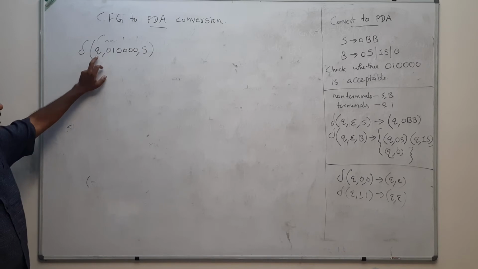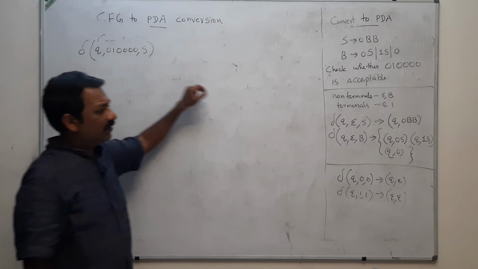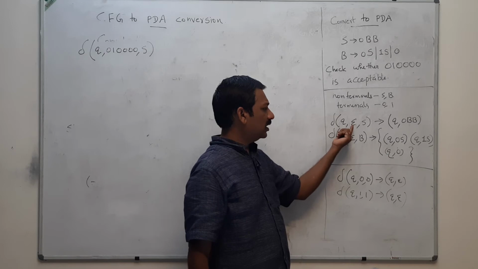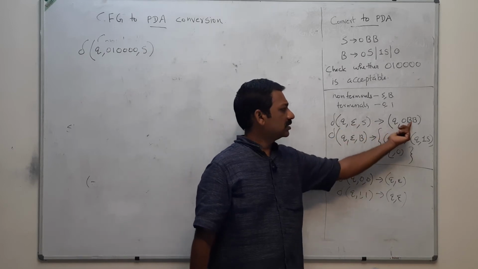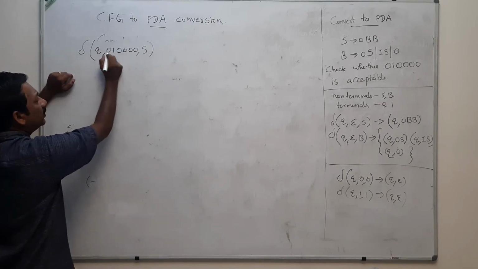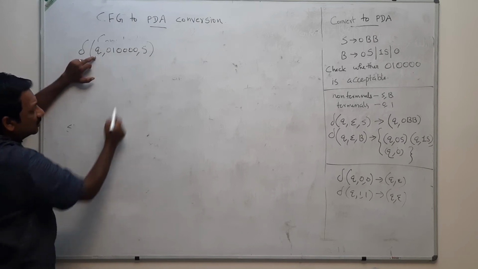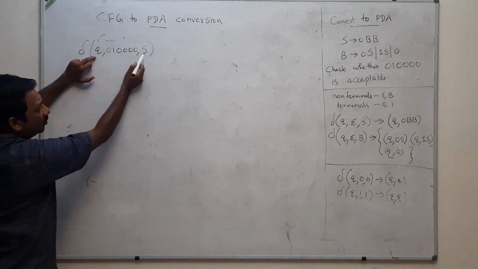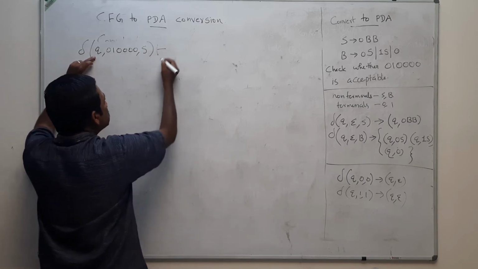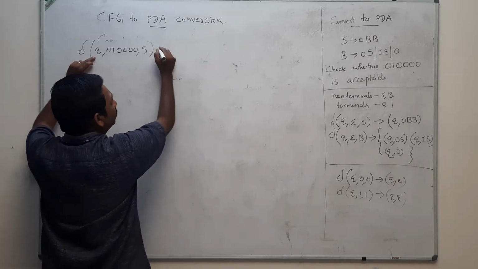And now see, Q0S, we don't have any Q0S, we have Q epsilon S. That means without reading any input symbol, we can push this, 0 B B. That means without reading this 0, with Q epsilon S, without reading anything, you can push 0 B B onto the stack. That means this one derives what?